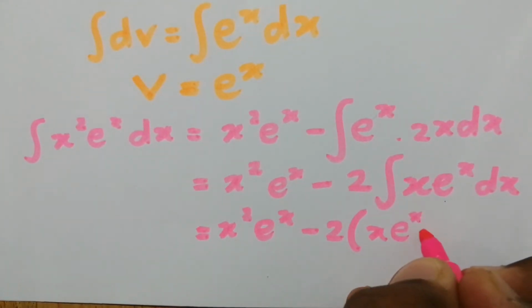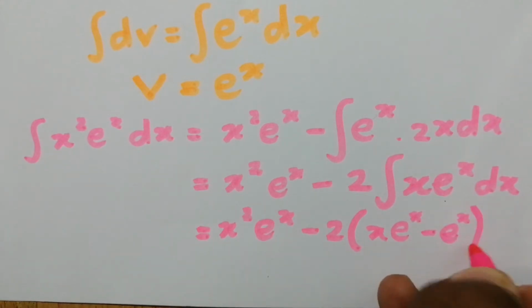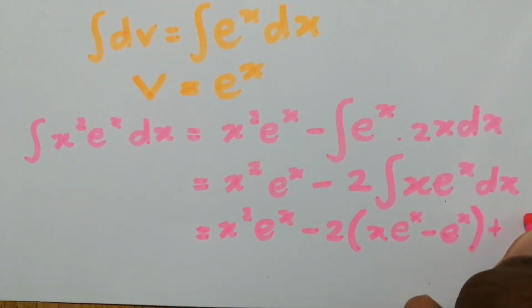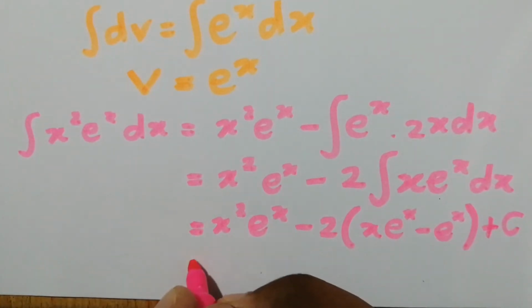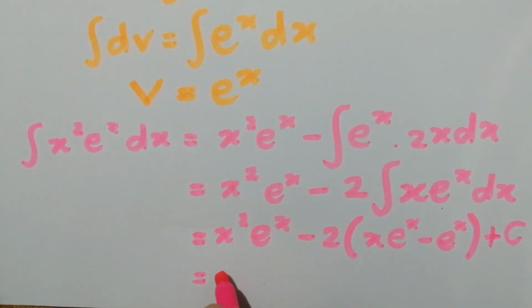X e^x minus e^x plus c. Okay. Then here the answer is x squared e^x minus 2 times x e^x, then plus 2x e^x plus 2 e^x plus c, where c is an arbitrary constant. Now let's move to some more examples very quickly.